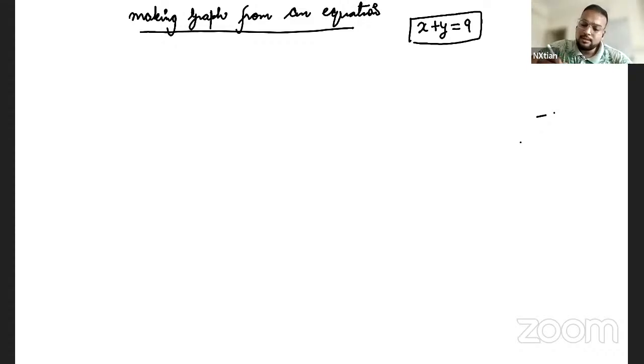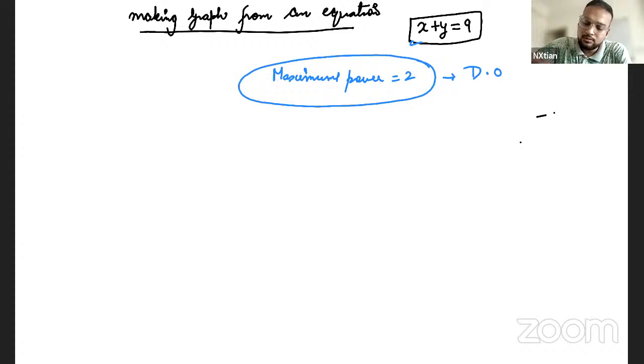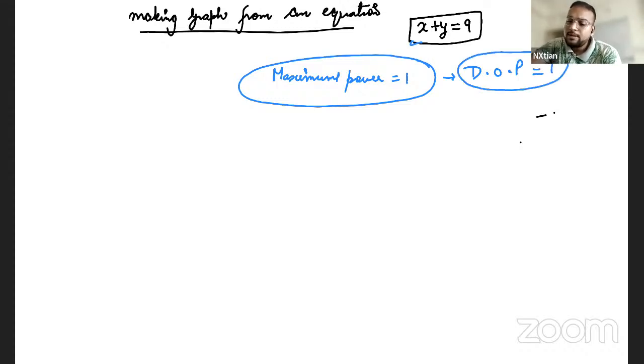So first of all, understand one thing: this is a linear equation. Why linear equation? Because the maximum power of this equation is 1. That's why the degree of polynomial of this equation is also 1, and that's why it's called a linear equation. Now, is it one variable or two variable? It's two variable because x and y are the two variables used in this equation. Understood, guys? Yes or no?